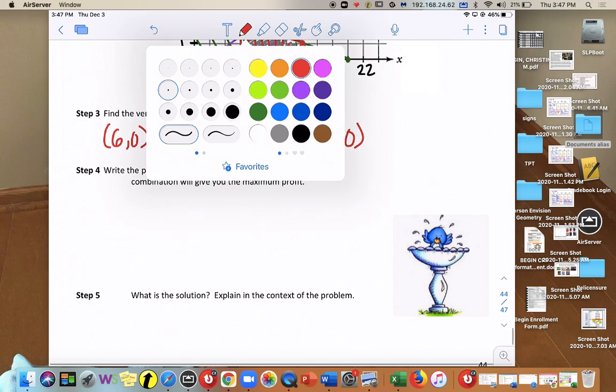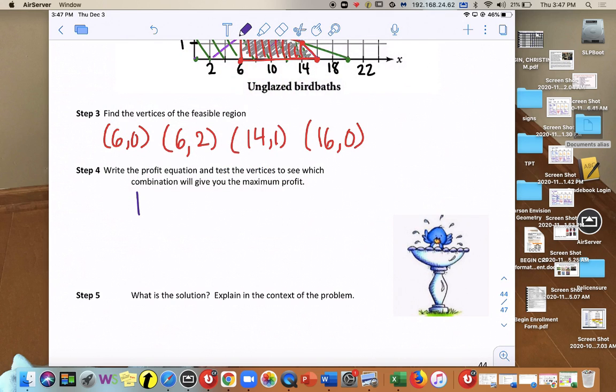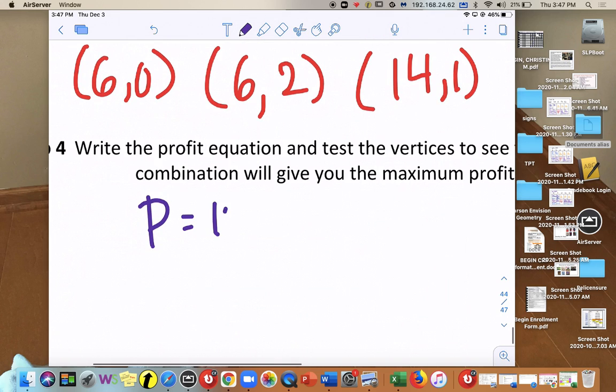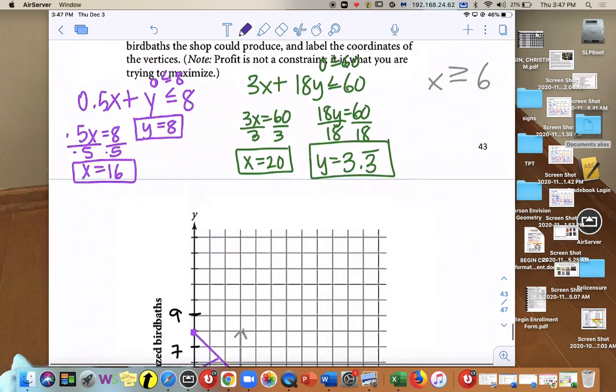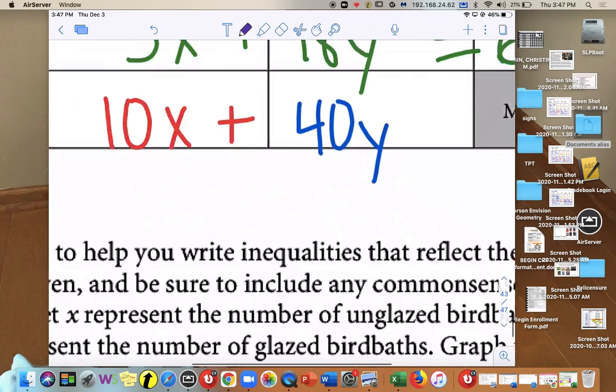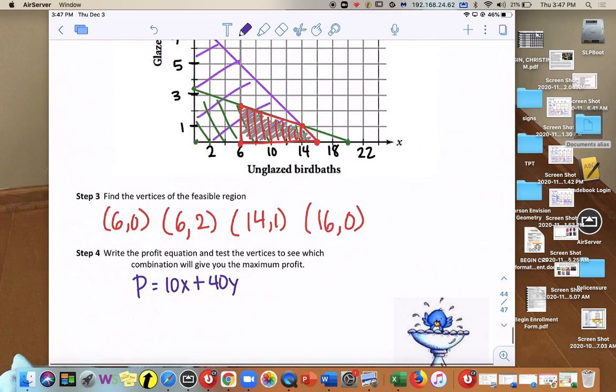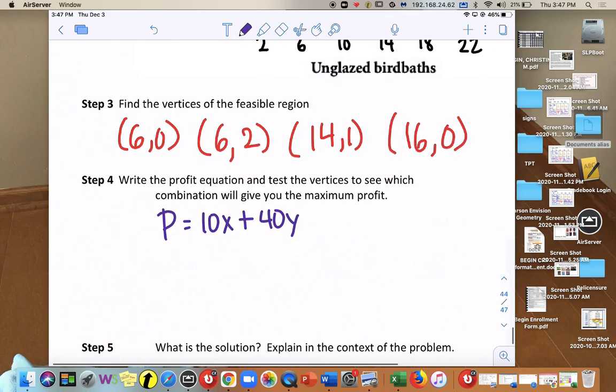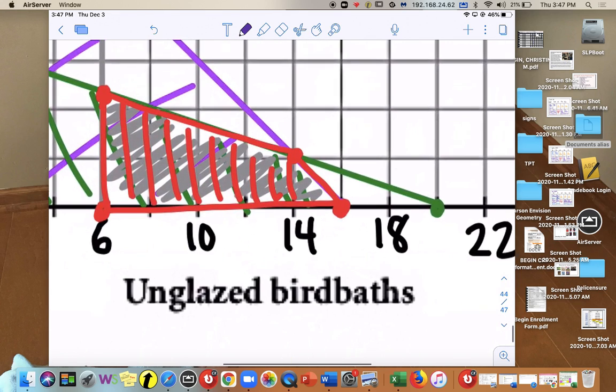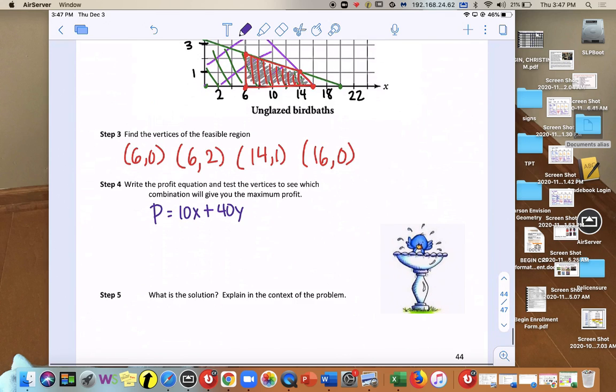So let me write that down. Okay, so here's the profit equation. 10x plus 40y. It's $10 for every x unglazed bird bath and $40 for every glazed. And now we're going to plug in our vertices, these 4 numbers that I've written in red, because one of these will give us the maximum. One will give us the minimum as well. So again, when doing linear programming, if you want maximum profit, it's always one of the vertices. The vertices are where the lines cross, so those red dots. All right, so let's plug in.